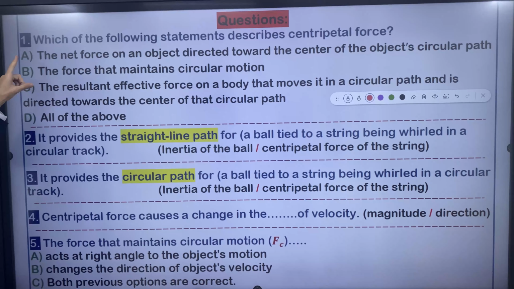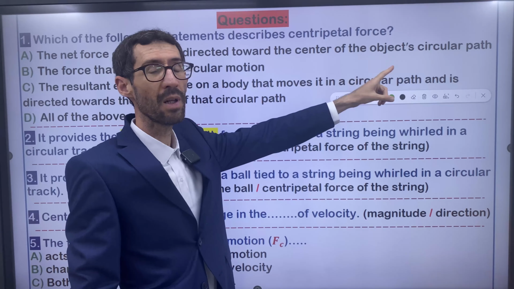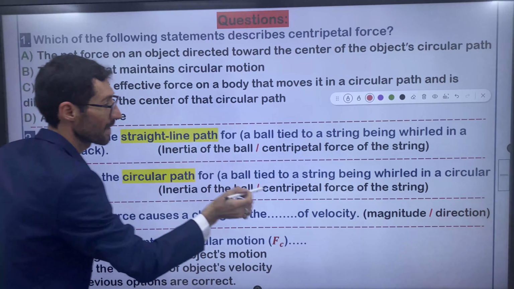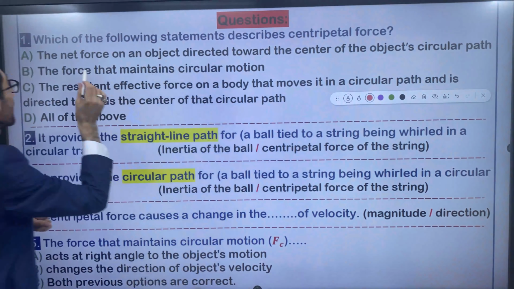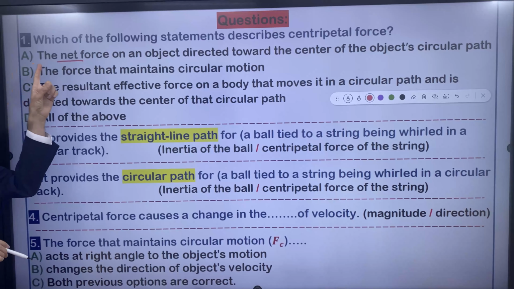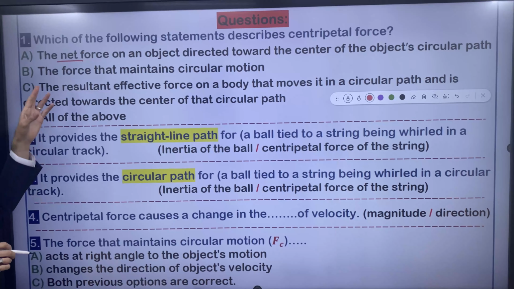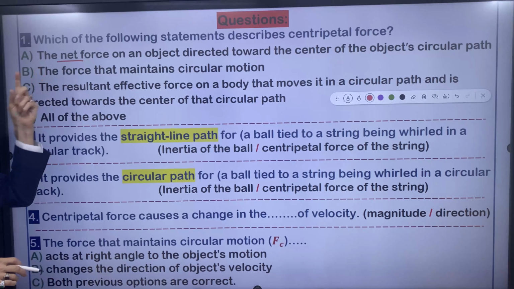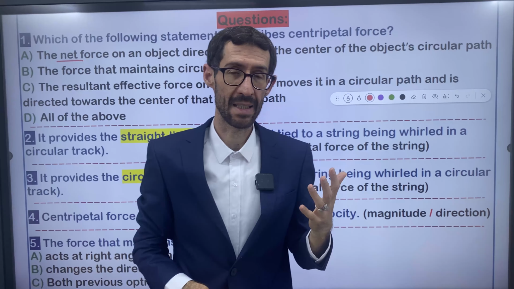Let's say the first one, A: the net force on an object directed toward the center of the object's circular path. The net force, you see, it mentions the net force. What's the meaning of this word, the net force? It has a meaning in physics. If you are good at physics, you can guess the meaning of net. Net force means there are more than one force, right?